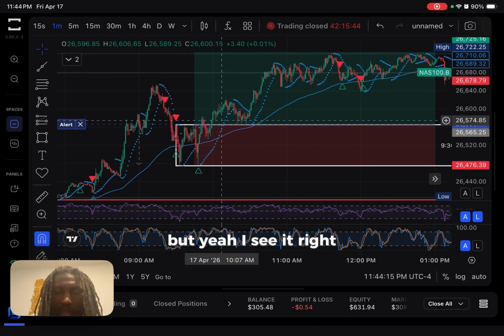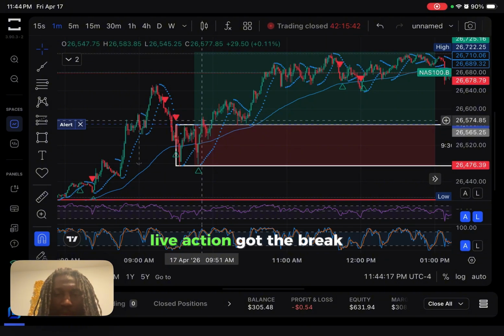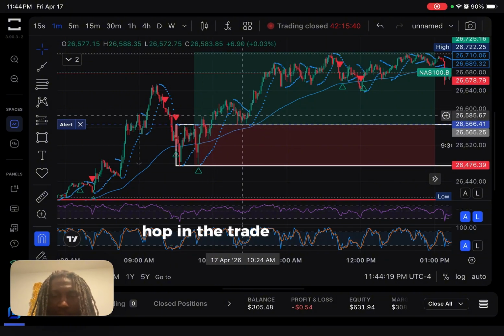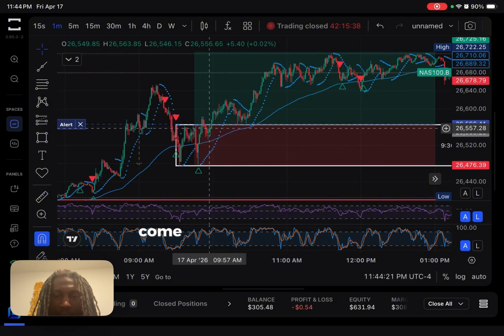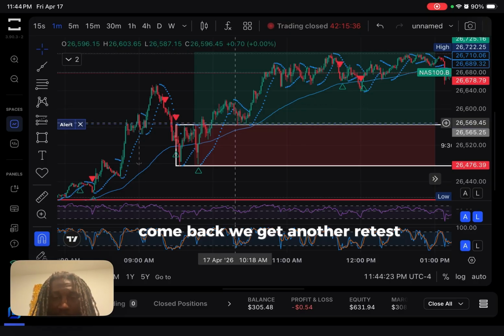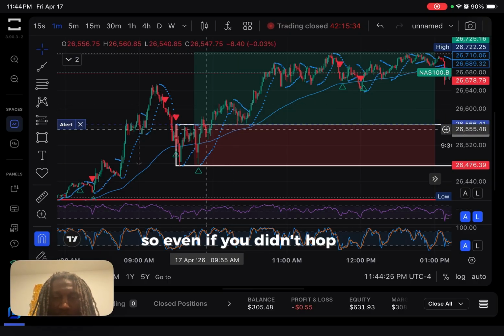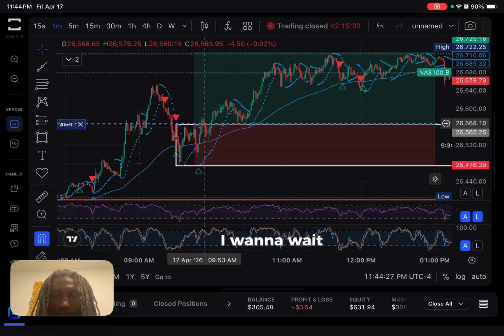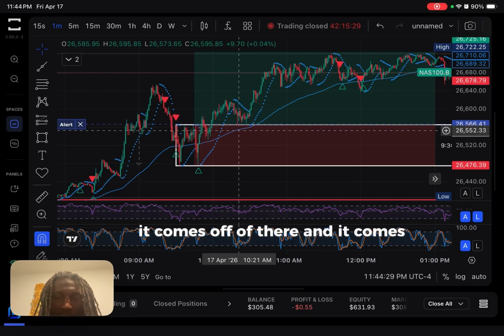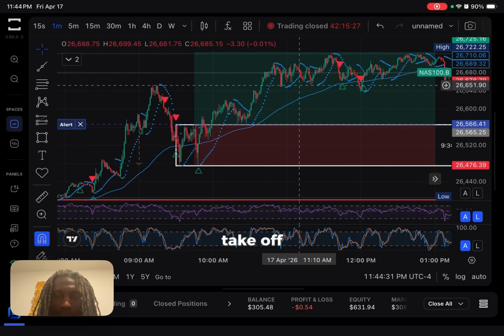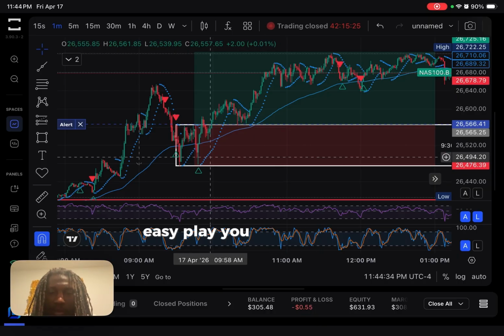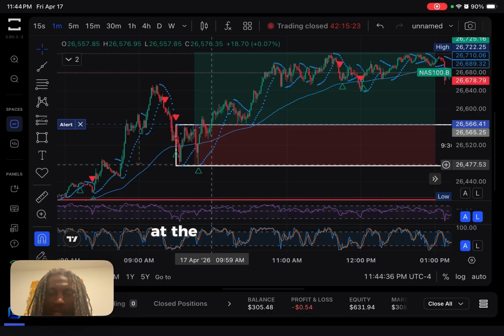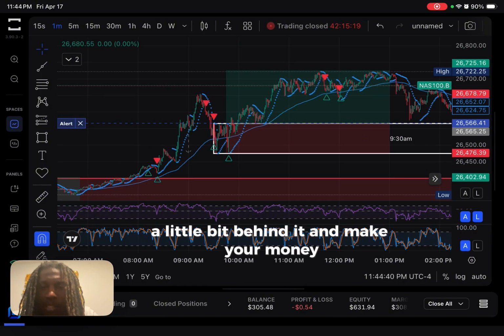But yeah, I see it right here, live action. You got the break, retest, hop in the trade, and then even past that, right? Come back, we get another retest at that area. So even if you didn't hop in there, we come and we like, all right, cool, I want to wait. It comes off of there and it comes back and retests, take off. Easy play. You put your stop loss down here at the bottom of that opening range, a little bit behind it, and make your money.